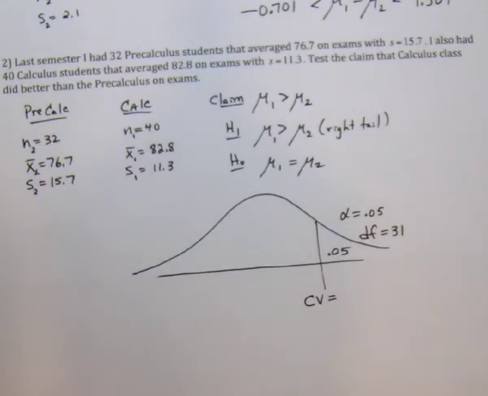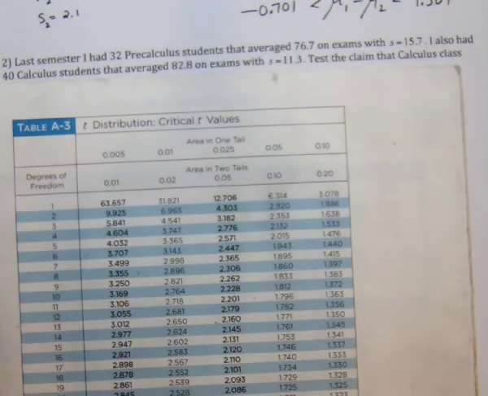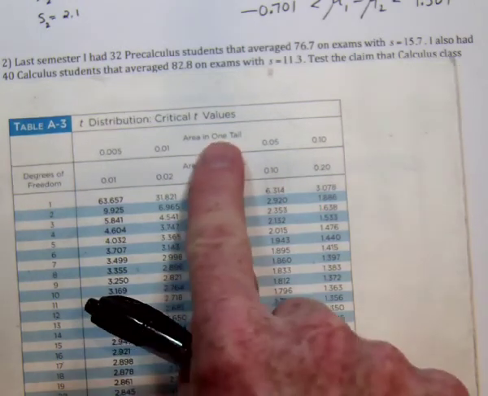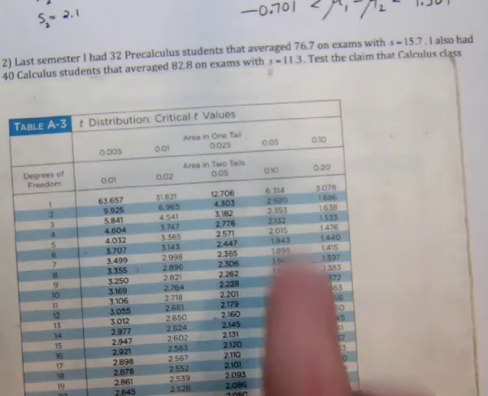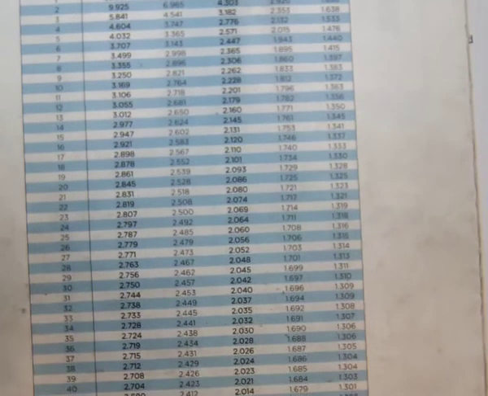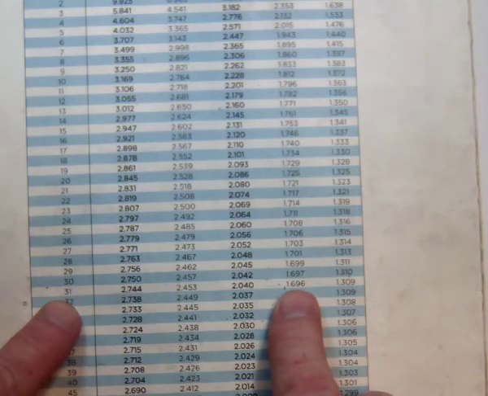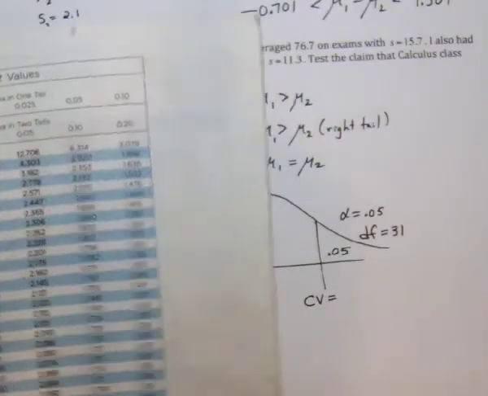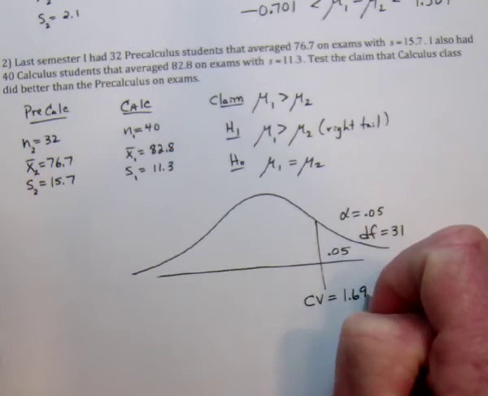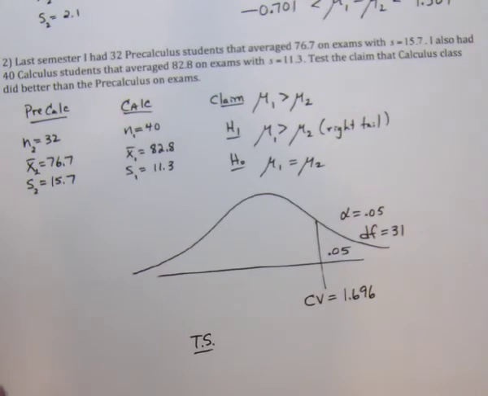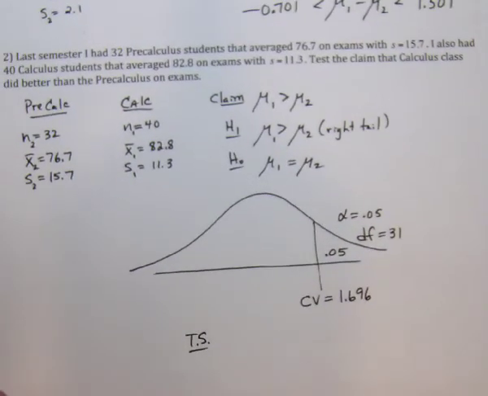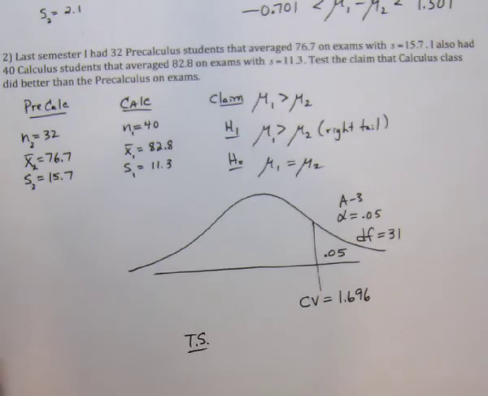So table A3. And which column to use? Well, first of all, it's just one tail, and in that one tail there's 0.05, so this is the column. And then move down to 31. So here's 31, here's the fourth column, so it's 1.696. And then for the test statistic, this is table A3 we're using.